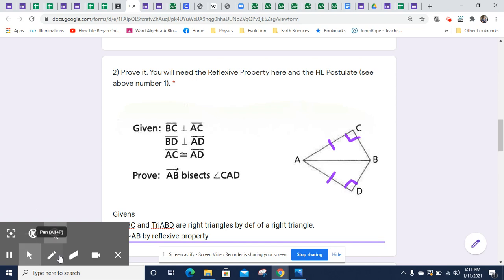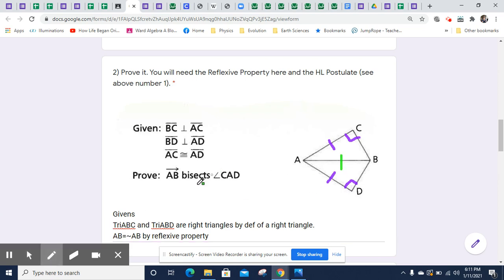Okay, so we'll mark that up. Grab green for that. So this is congruent to itself. And now we have a hypotenuse and a leg, hypotenuse and a leg. So we can now prove, now we're trying to prove AB bisects CAD. Well, to do that, it'll help to prove that these angles are congruent. So we can now prove that these two triangles are congruent.